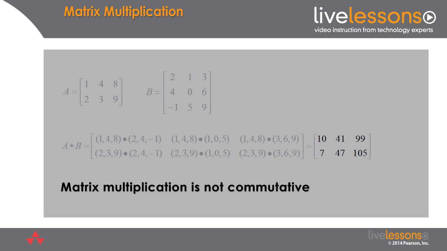Now, note that matrix multiplication is not commutative. The operands can't be reversed and yield the same value. And indeed, this is common. It's common that multiplication, which is defined for A times B, is not defined for B times A, as is the case for the 3 by 3 matrix multiplied by a 2 by 3 matrix.